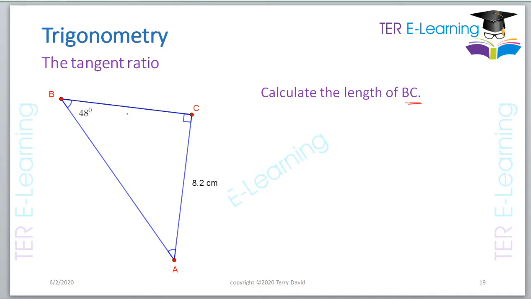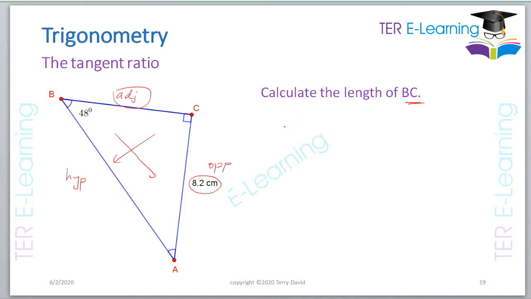We need to label this. So I have the 48 degrees here. So this side here is my opposite. The side opposite my right angle is always my hypotenuse. Right? So therefore what I'm left with here is my adjacent. Now, we have opposite, right? You want to work out BC, but BC is my adjacent.